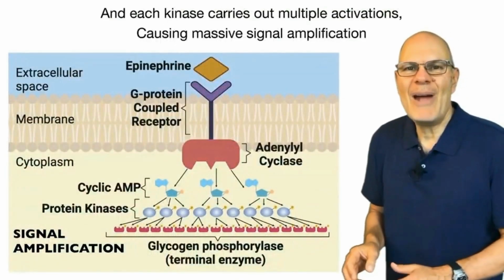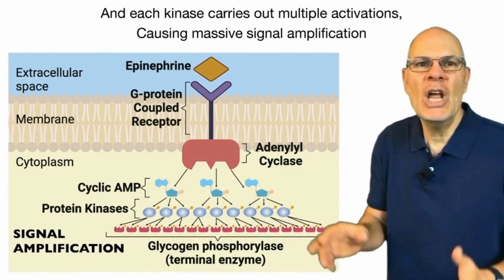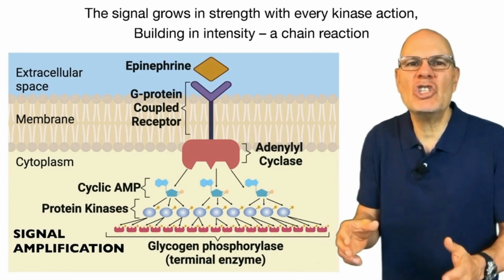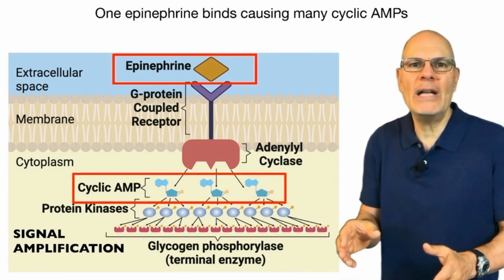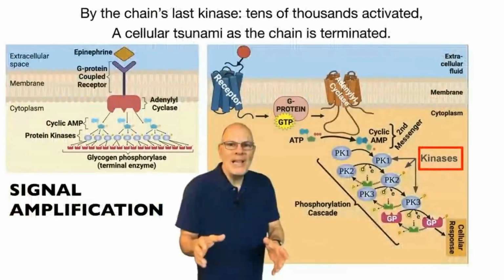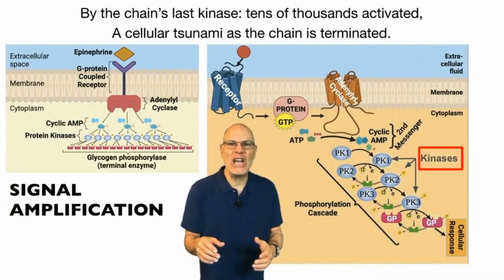And each kinase carries out multiple activations, causing massive signal amplification. The signal grows in strength with every kinase action, building in intensity, a chain reaction. One epinephrine binds, causing many cyclic AMPs, each of which activates many kinase proteins. By the chain's last kinase, tens of thousands activated. A cellular tsunami as the chain is terminated.